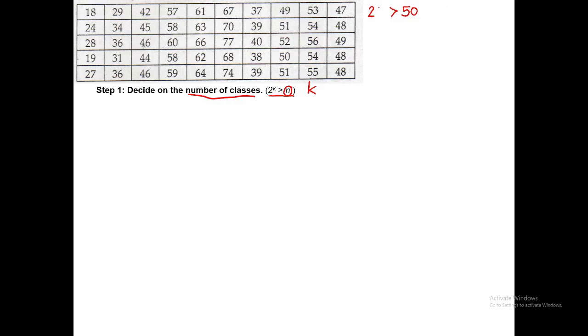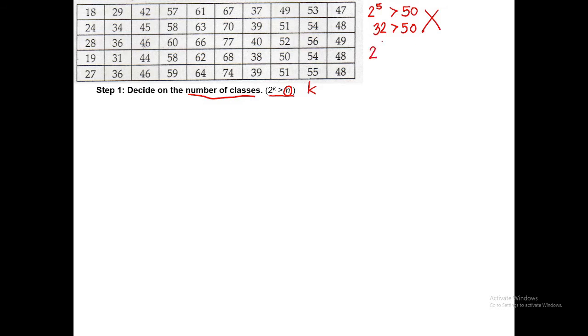What should be the value of K? Let's try the number 5. What is 2 raised to 5? That's 2 times 2 times 2 times 2 times 2, which is 32. Is it greater than 50? No. So this cannot be used either.